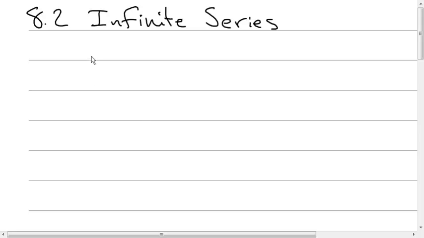Now, we introduced the idea of sequences, that we can have, by some rule, a sequence of numbers in a list, and the idea that actually n can be imagined to go to infinity, and that's our sequence.